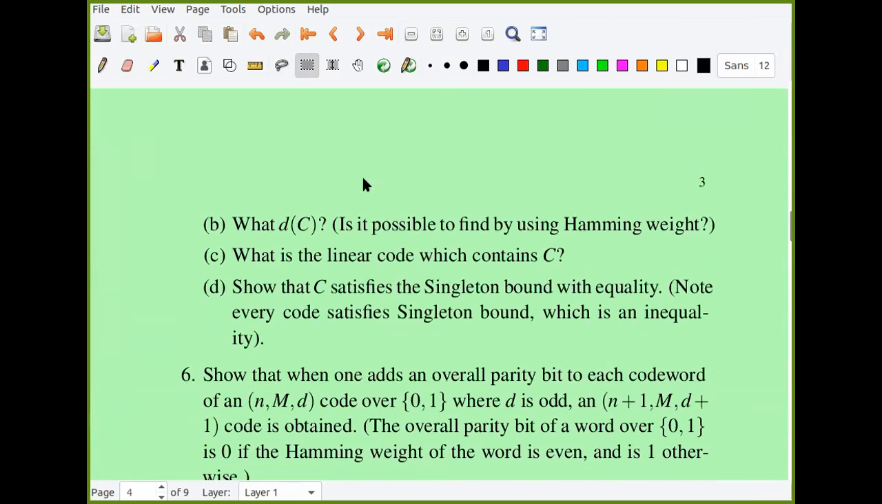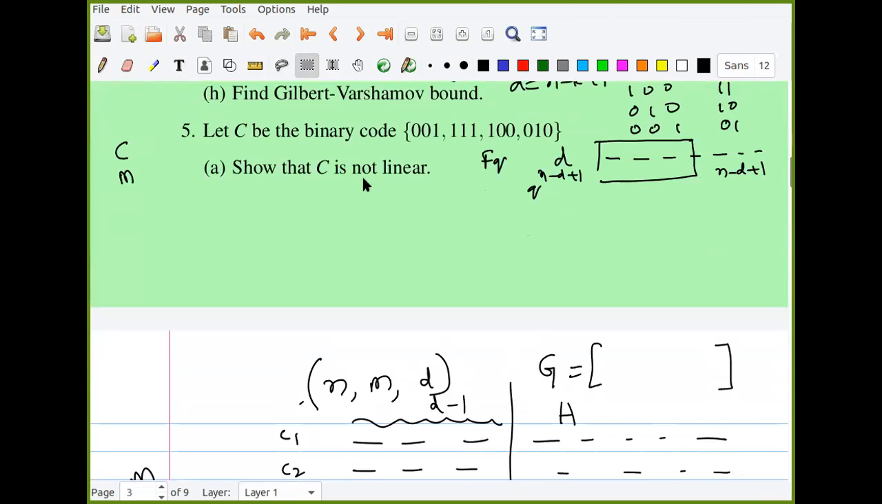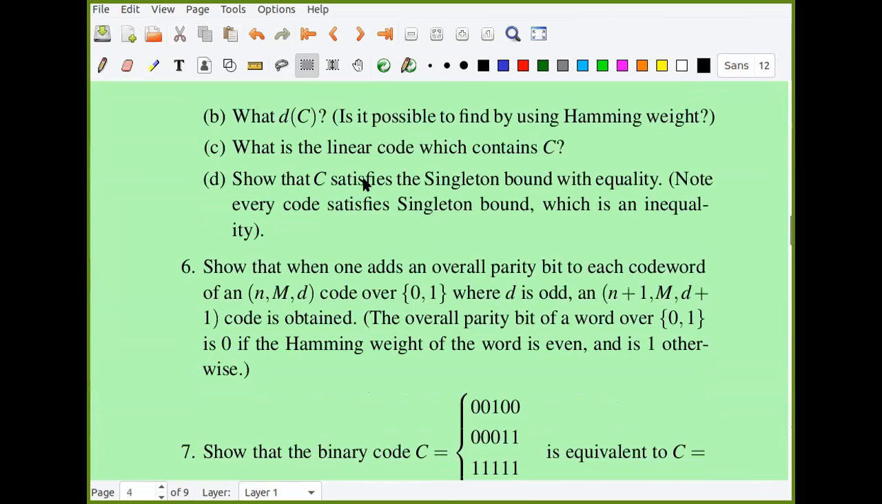Is the question clear? I'm not explaining, I'm just telling the problem. Is it clear to you that C is not linear? Now the question is, what is a linear code which contains C? I think the span of C. Span of C, right? Yeah, correct. Wonderful. So you need to figure that out.